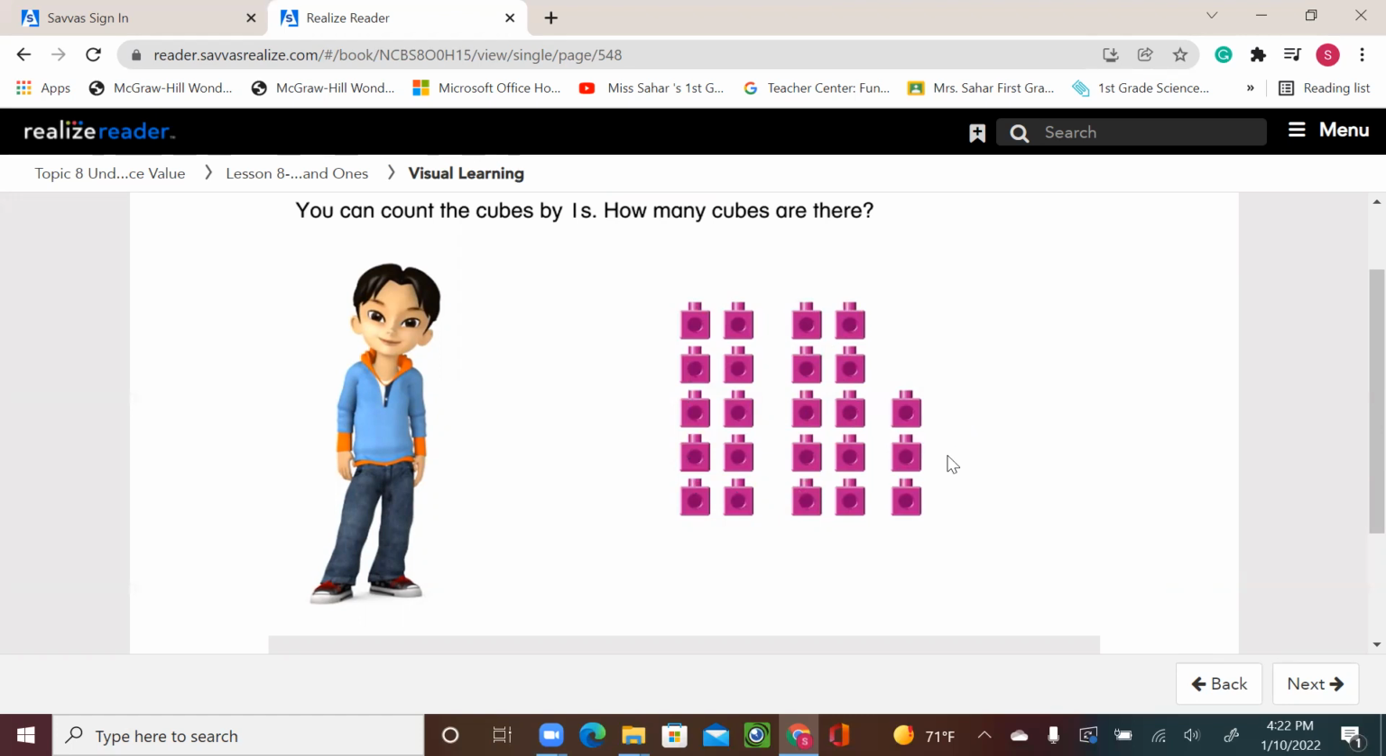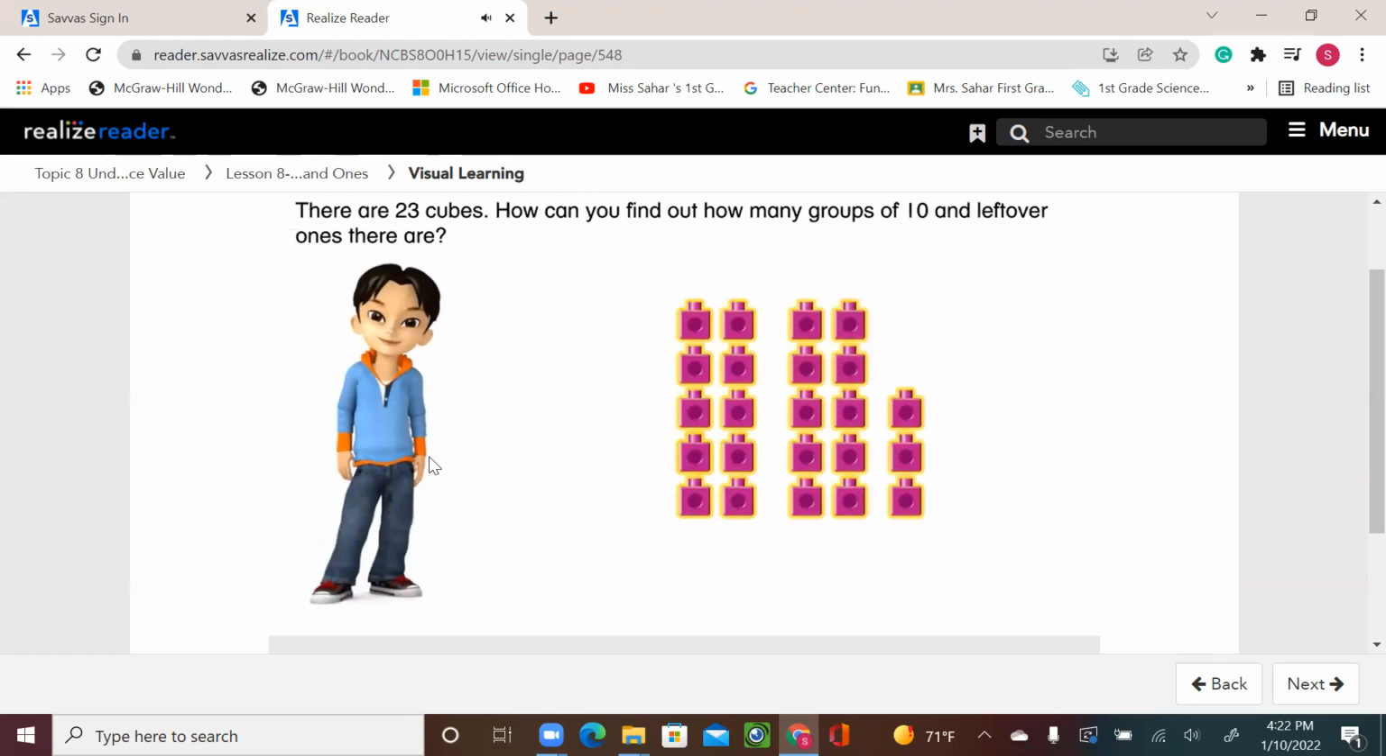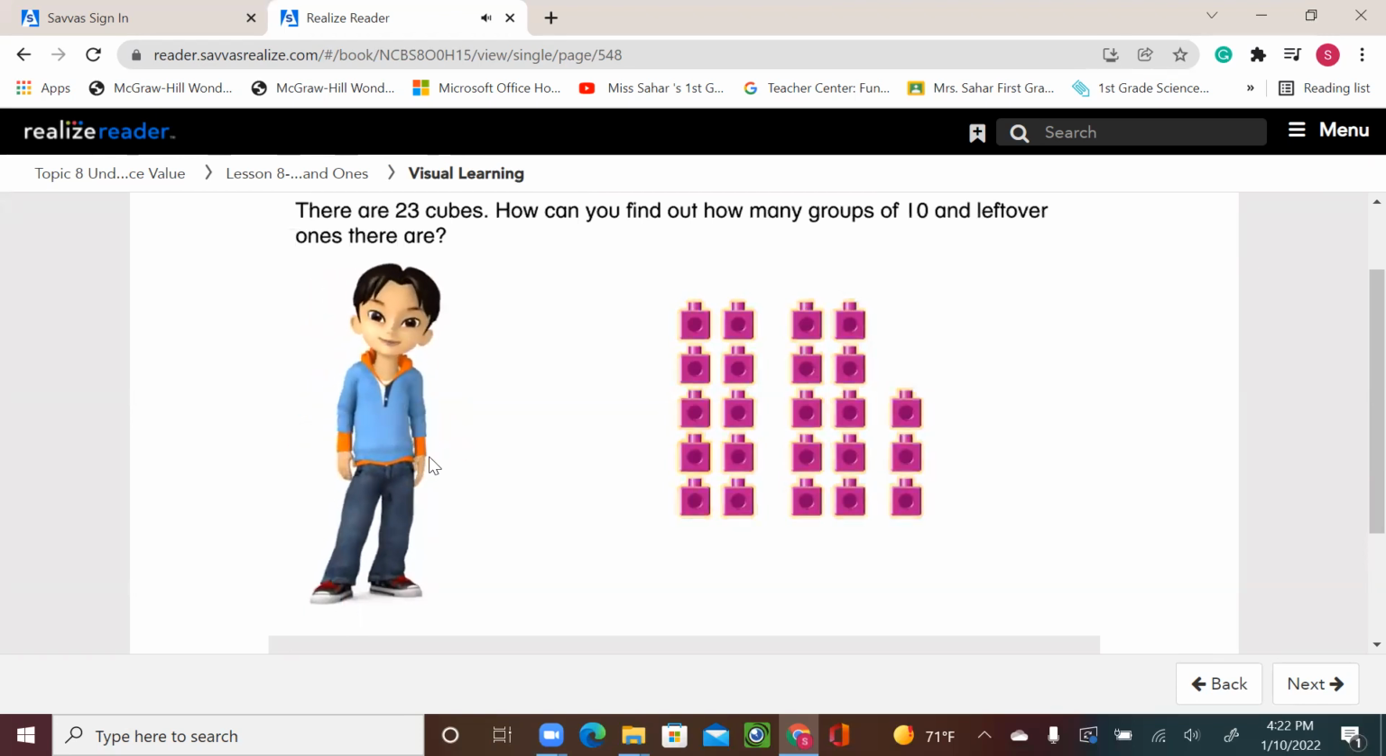But I still have something here. I have leftover. I have ones. So I have 10, 20, and then 3 more counters. Let's see. There are 23 cubes. That's a lot of cubes. How can you find out how many groups of 10 and leftover ones there are?